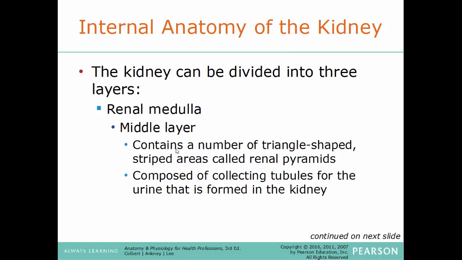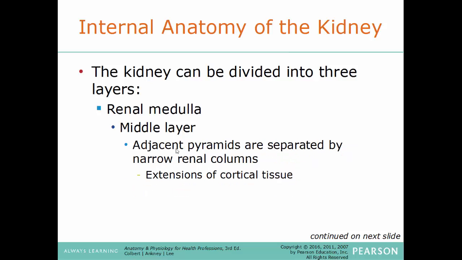Going more internally, the middle layer is the renal medulla. And here you'll have a number of triangle-shaped structures called the renal pyramids. It's also composed of the collecting tubules for the urine that is formed in the kidney. The renal pyramids that are adjacent to each other are separated by projections of the cortex called the renal columns. So even though they dip into the renal medulla, they are still projections of the renal cortex. They are still cortical tissue.